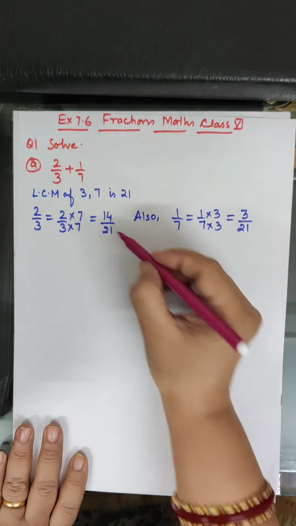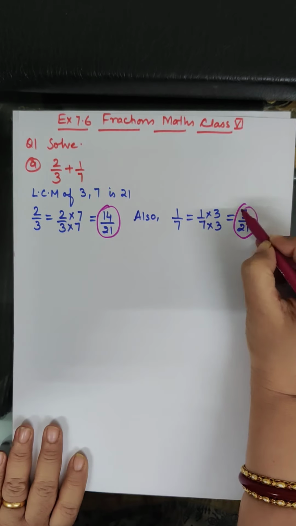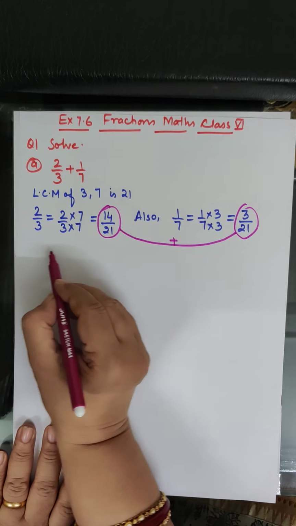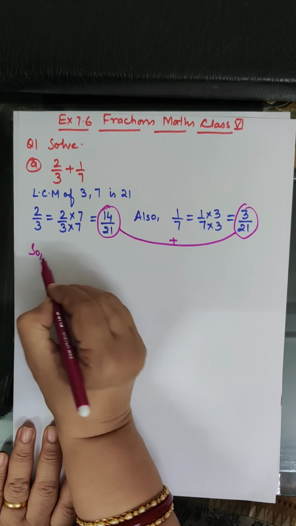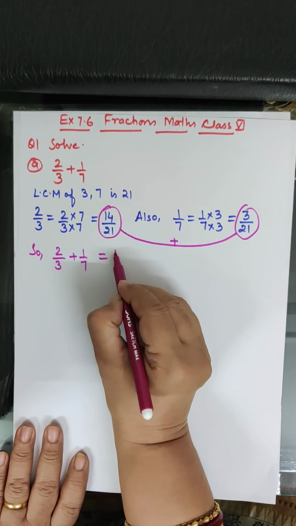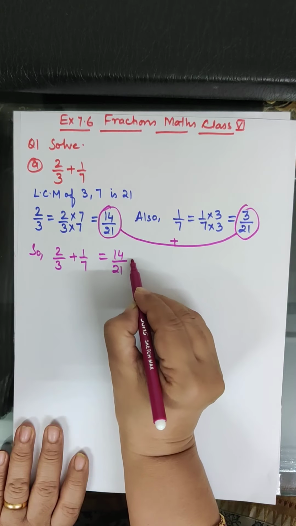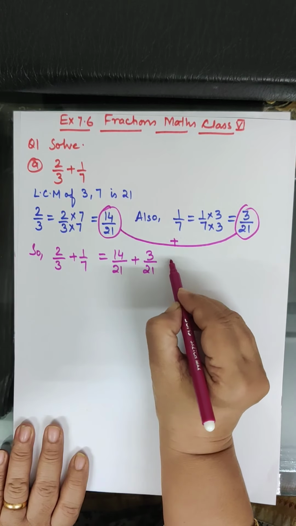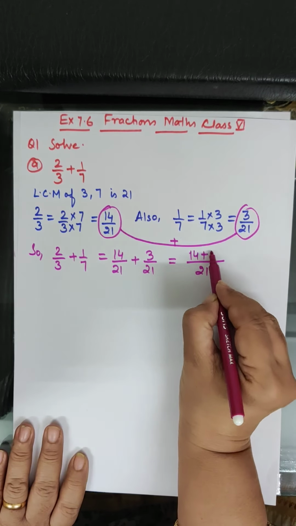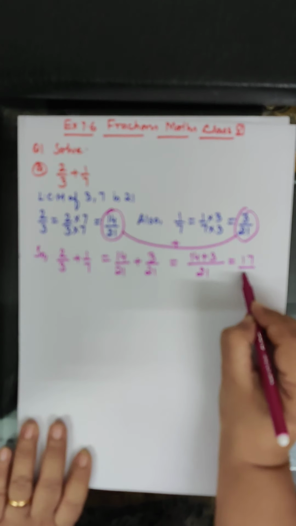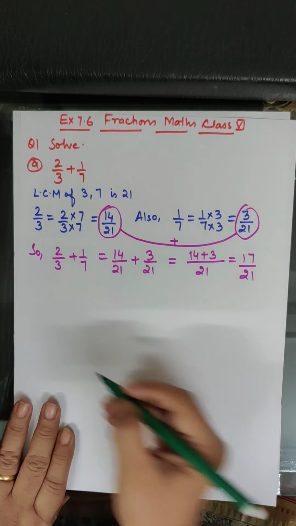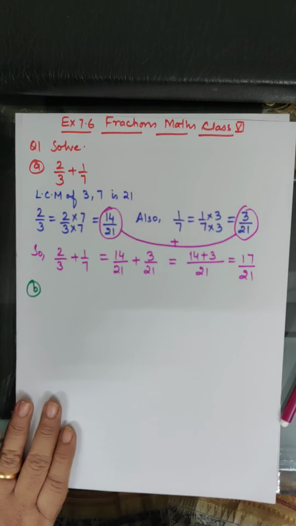Now see here, we have 14 upon 21 and 3 upon 21. We will add these two. Okay? So when we add, what do we get? 2 upon 3 plus 1 upon 7 is equal to 14 upon 21 plus 3 upon 21, which is further equal to 21. We add the numerators, 14 plus 3, this is equal to 17 upon 21. Is this clear? Right. Now we take up the B part.